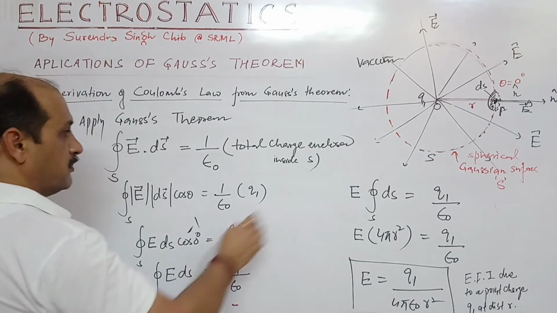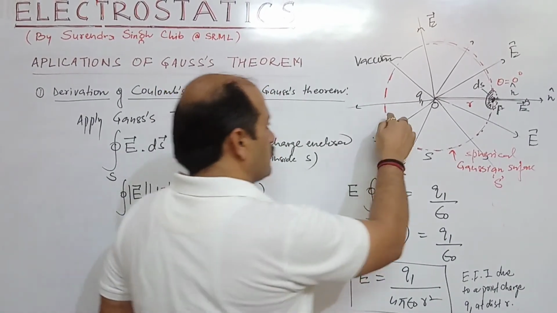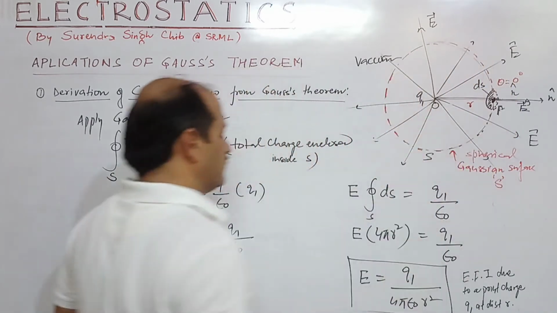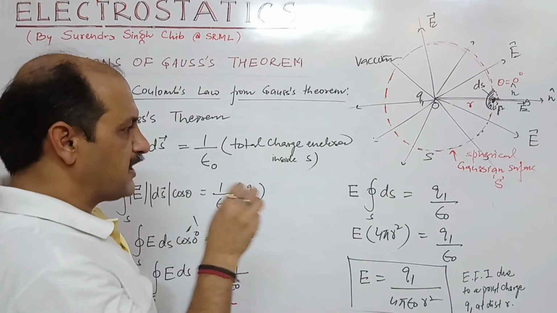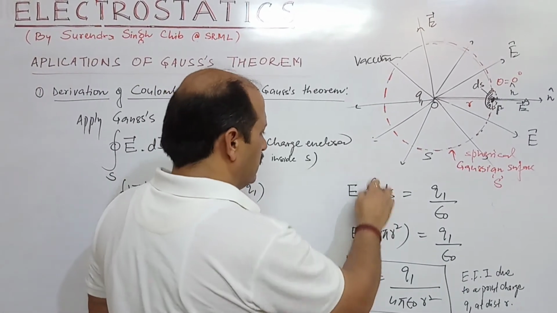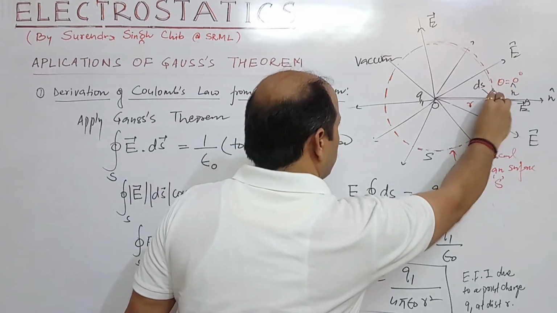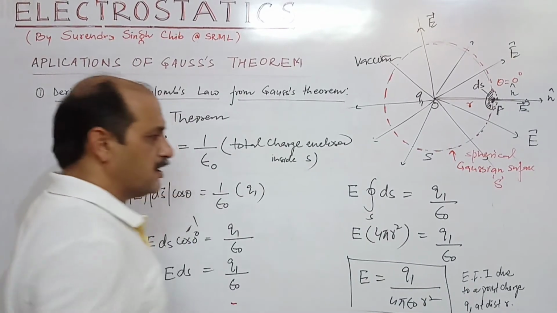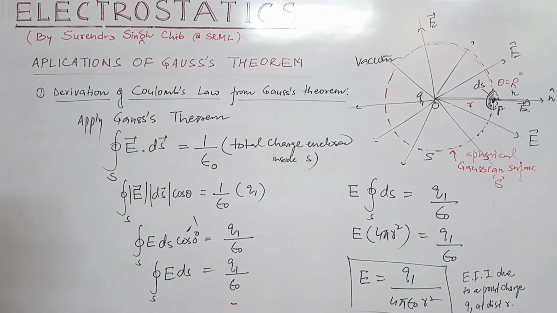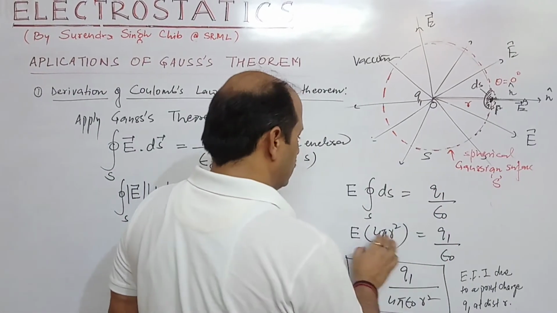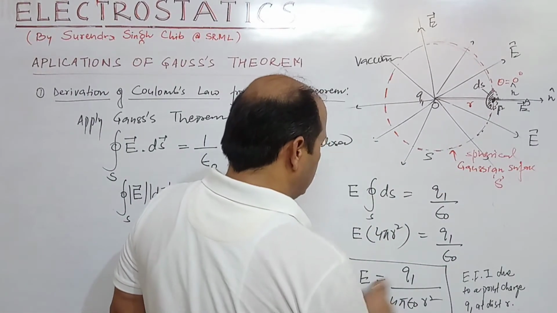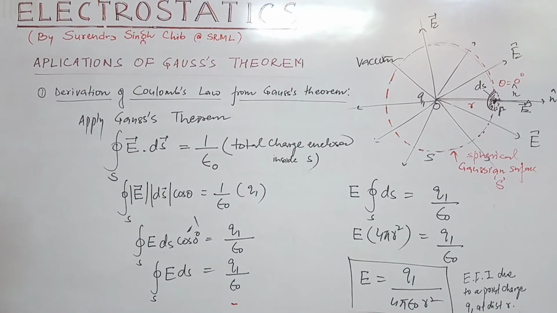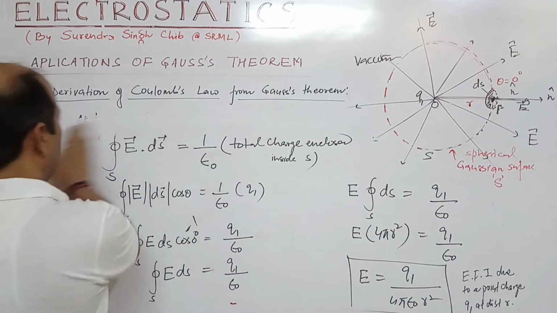Now take E outside. Why? Because on all these points, this point P can be here, here, or here, the electric field is constant in magnitude, so we can take it out. It's the surface integral of ds, where ds is a small part. If we integrate it over the whole surface, you get 4 pi r square. What is 4 pi r square? The surface area of the sphere, and it equals Q1 upon epsilon naught. So the electric field is Q1 upon 4 pi epsilon naught r square, and this is the electric field intensity due to a point charge at a distance r.